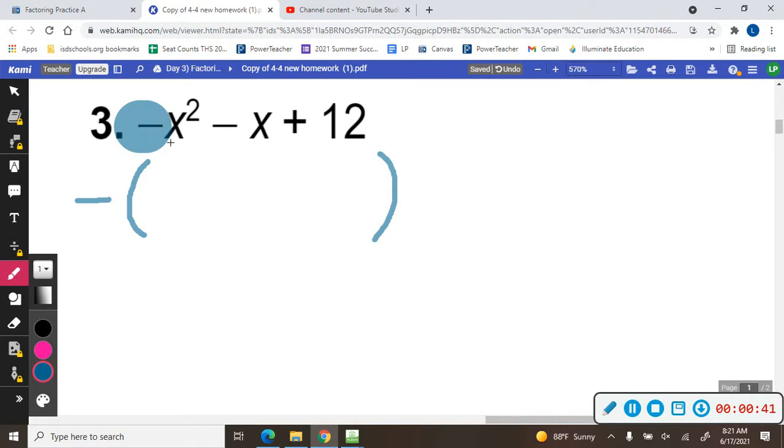So if this was negative x squared, it is now positive x squared. And if this was negative x and you divide by -1, it becomes a plus x. And if this was positive 12 and you divide by -1, this becomes a -12.